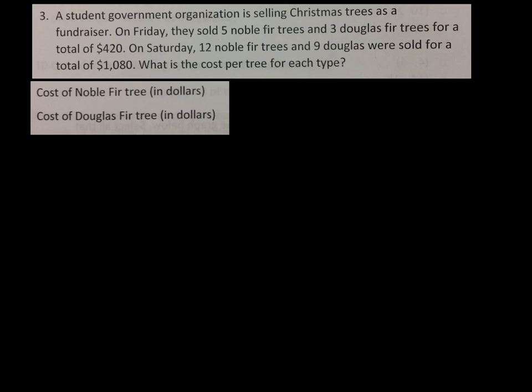Question number 3. A student government organization is selling Christmas trees as a fundraiser. On Friday, they sold 5 noble fir trees and 3 Douglas fir trees for a total of $420. So what I could do is let N equal noble and D equal Douglas. So 5N, 5 noble trees, plus 3D, 3 Douglas fir trees, gave me a total of $420. Then, on Saturday, we sold 12 noble trees plus 9 Douglas fir trees, and we got a total of $1,080.